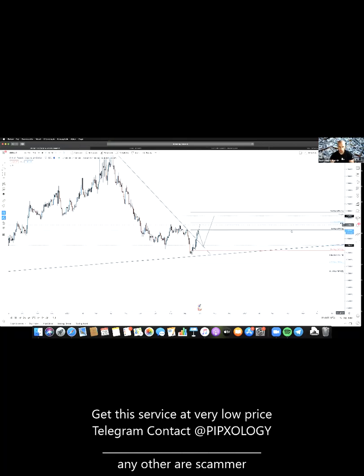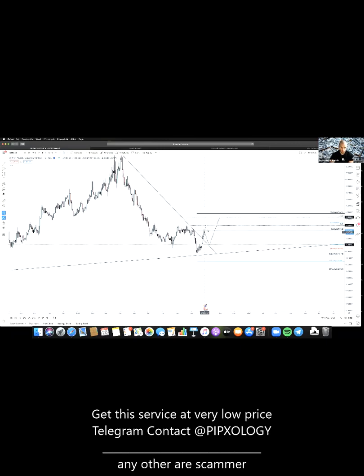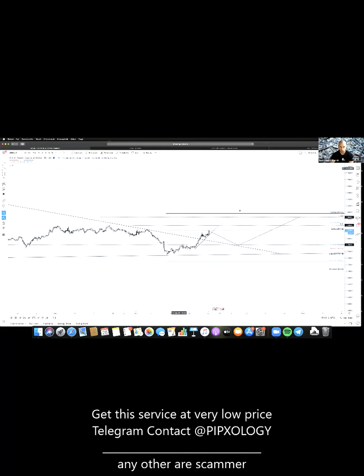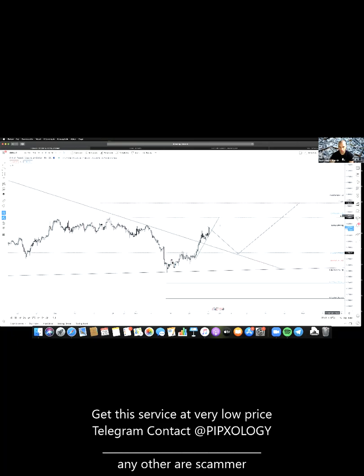So basically something like this. If this trend line is broken, I think we can expect some bigger pullback to the downside. It can create the inverse head and shoulder. So this is what I think from GBP at the moment. Have you any question, guys?